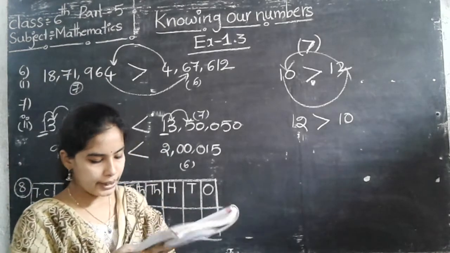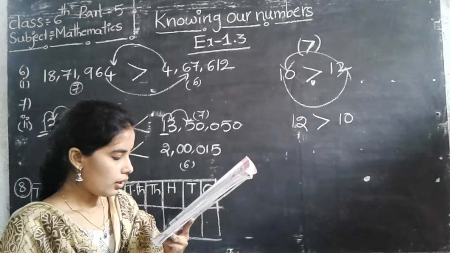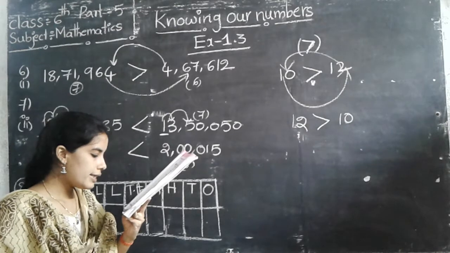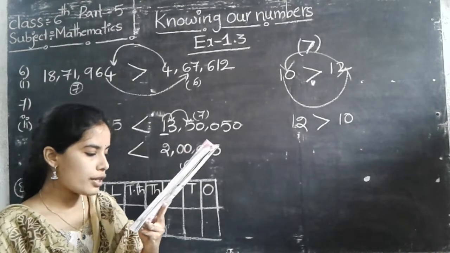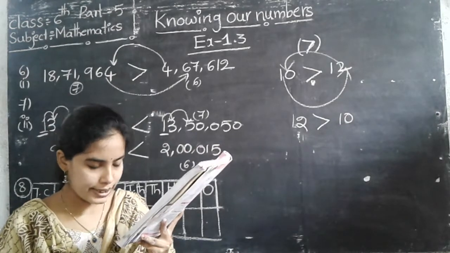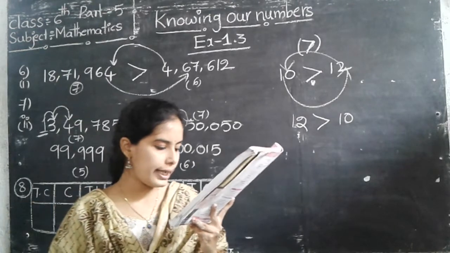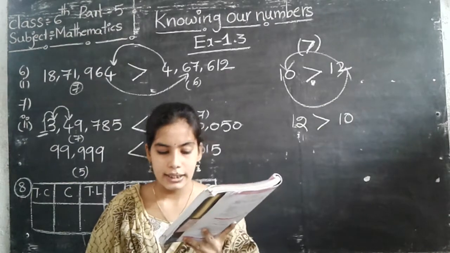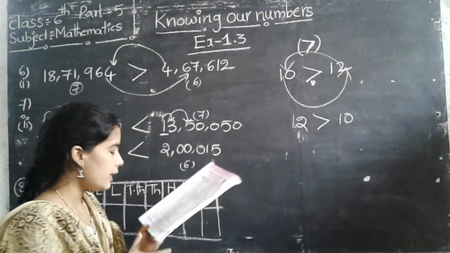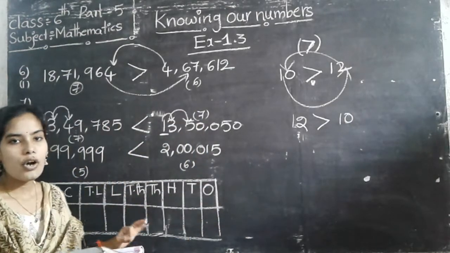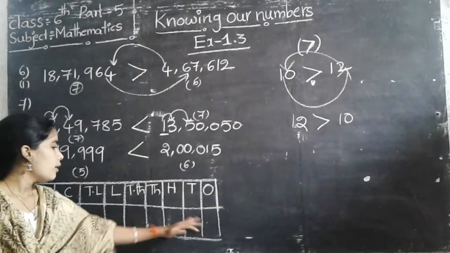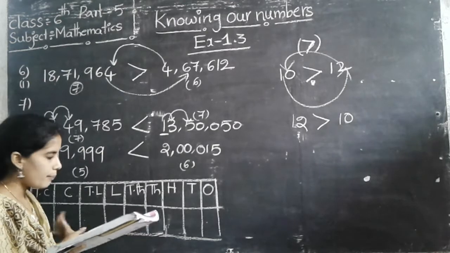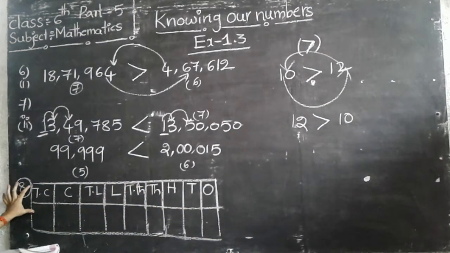Next, the eighth bit. Write any 10 digit number with 5 in the crores place, 2 in the lakhs place, 1 in the 10,000 place, 6 in the tens place, and 3 in the ones place. Keep any digit in the remaining places. Children, they have given some hints. According to the hints, we have to frame the 10 digit number. Here we have a total of 10 digits: 1, 2, 3, 4, 5, 6, 7, 8, and so on.